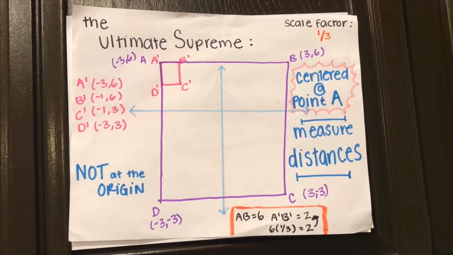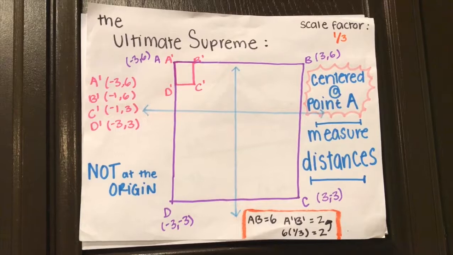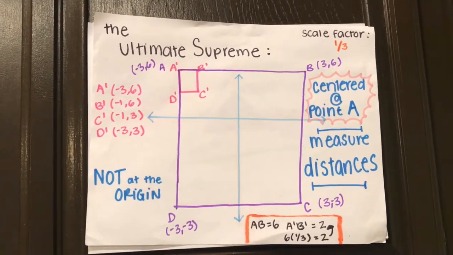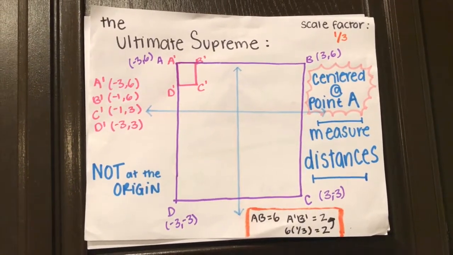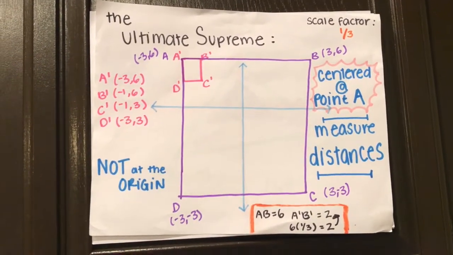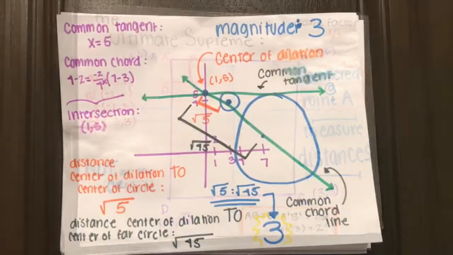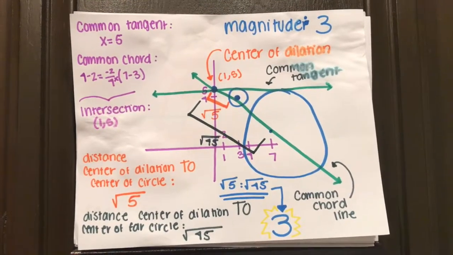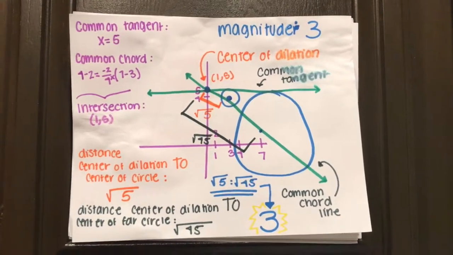If your image is not centered at the origin, instead of using the coordinate points, you're going to measure the distances. For this dilation, the scale factor is 1/3. So you measure the distances of each side: AB, BC, CD, and DA, and multiply them by the scale factor. Those give you the side lengths of your new shape. This is when it starts to get a little rough, when everything looks confusing, nothing's on the origin, and there aren't really any axes intersections.